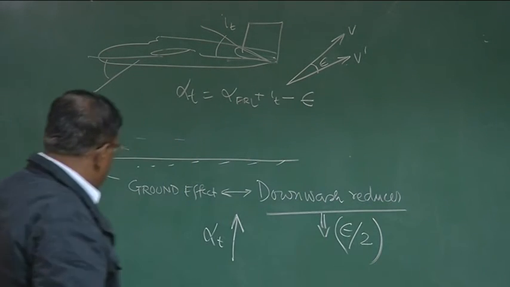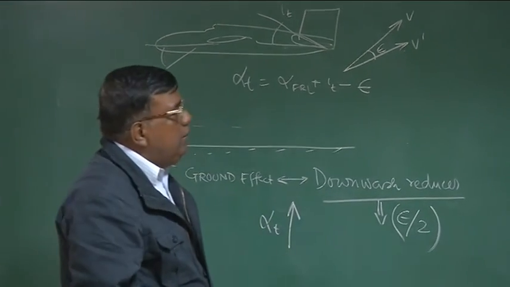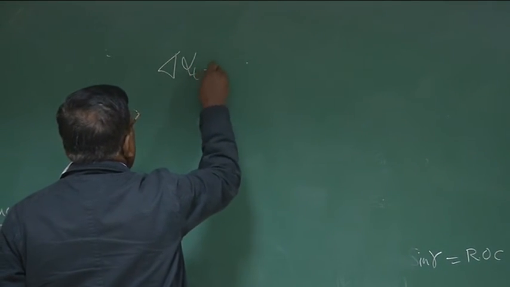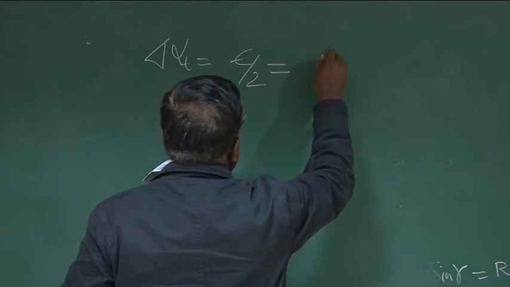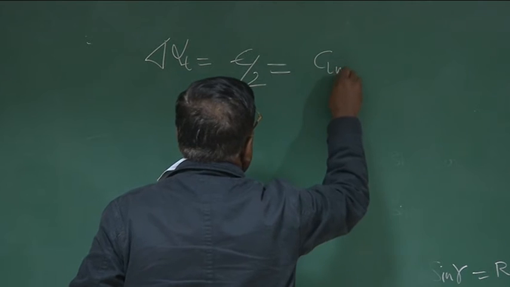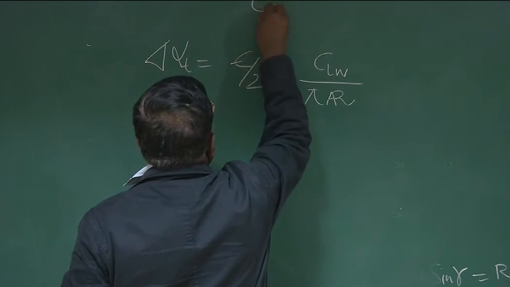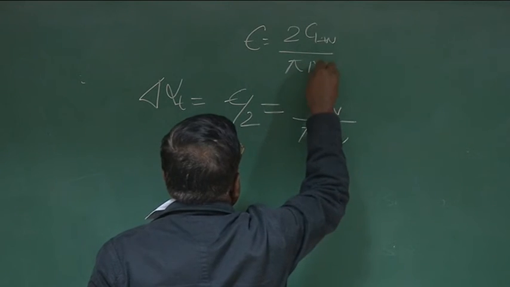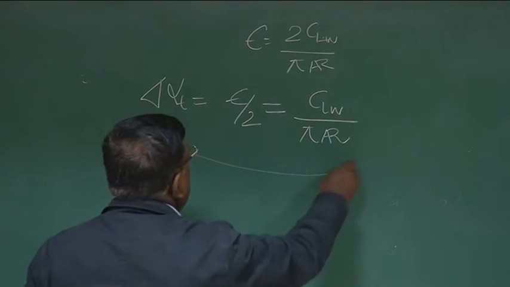Only to be used during landing, extra amount, right? How do I solve that? We know that because downwash is reduced by half, the change in the tail angle of attack will be CL wing by pi aspect ratio. Because you know epsilon is 2 CL wing by pi aspect ratio. We are taking e, the Oswald efficiency, to be 1. So this much change in the angle of attack.